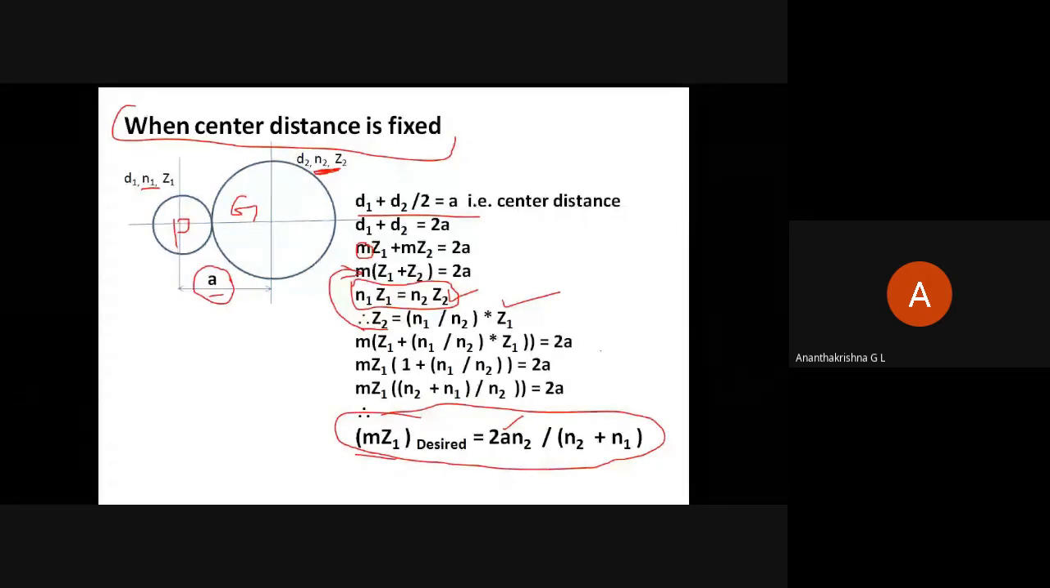Write down this entire thing in your notebook, then you will understand it better. Please note down this much.